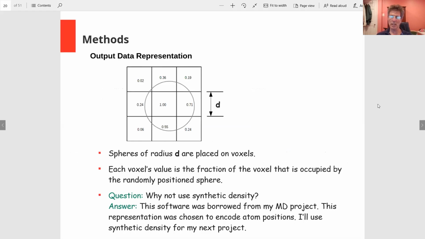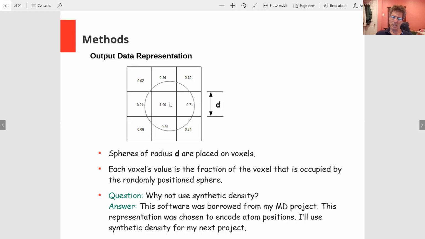So now regarding the output data representation. As I said, this work started out because I was training a neural network to run a molecular dynamics simulation. And at that point, I wasn't really interested in making any kind of realistic electron density map. Rather, what I was trying to do was just make a simplified electron density map to encode where the atoms were located in a grid.